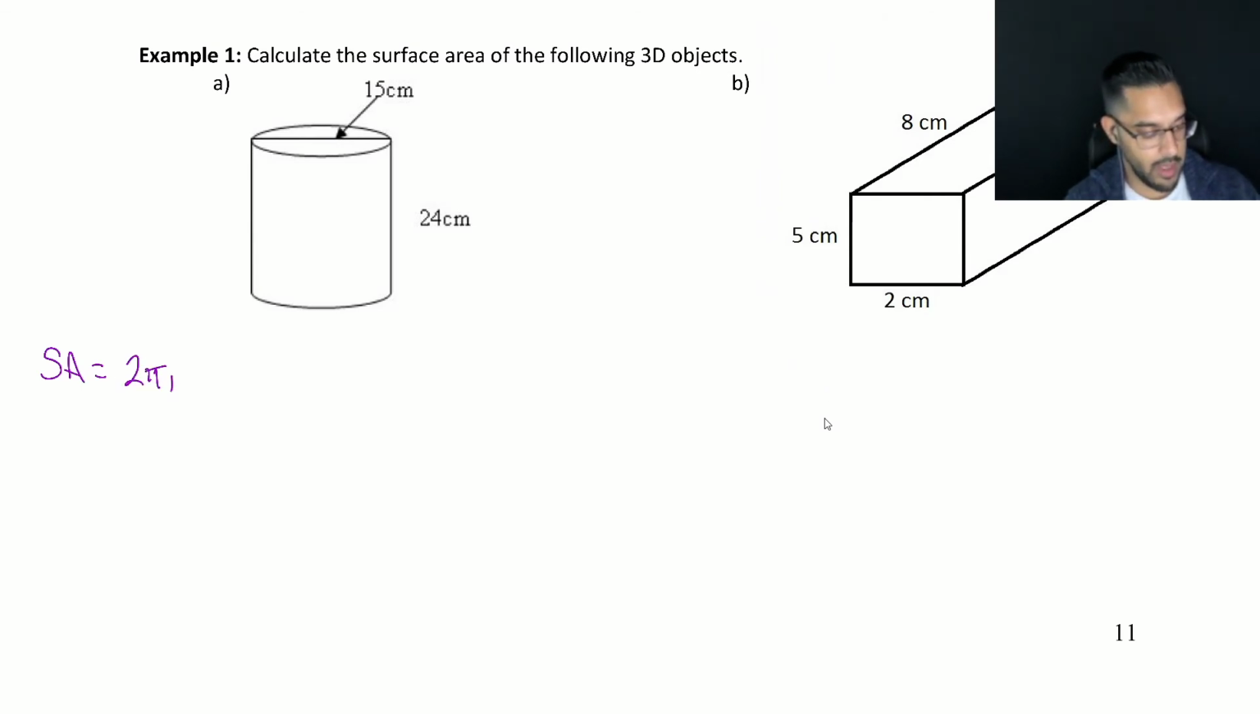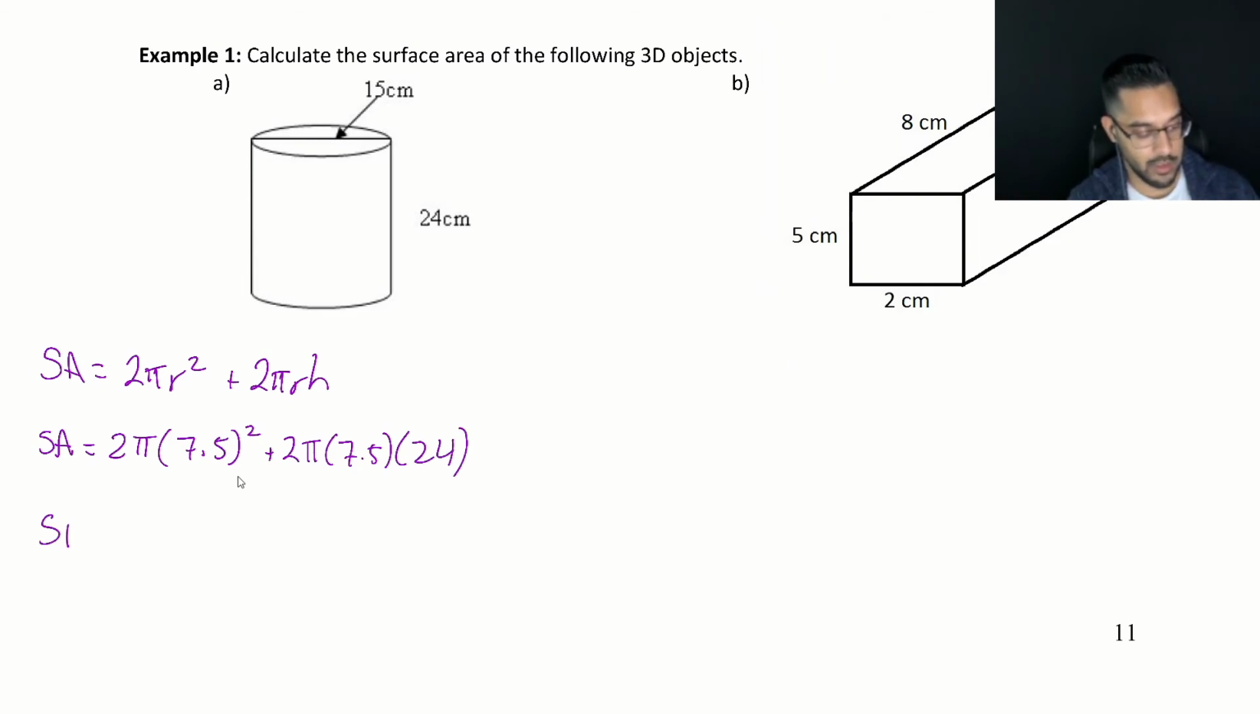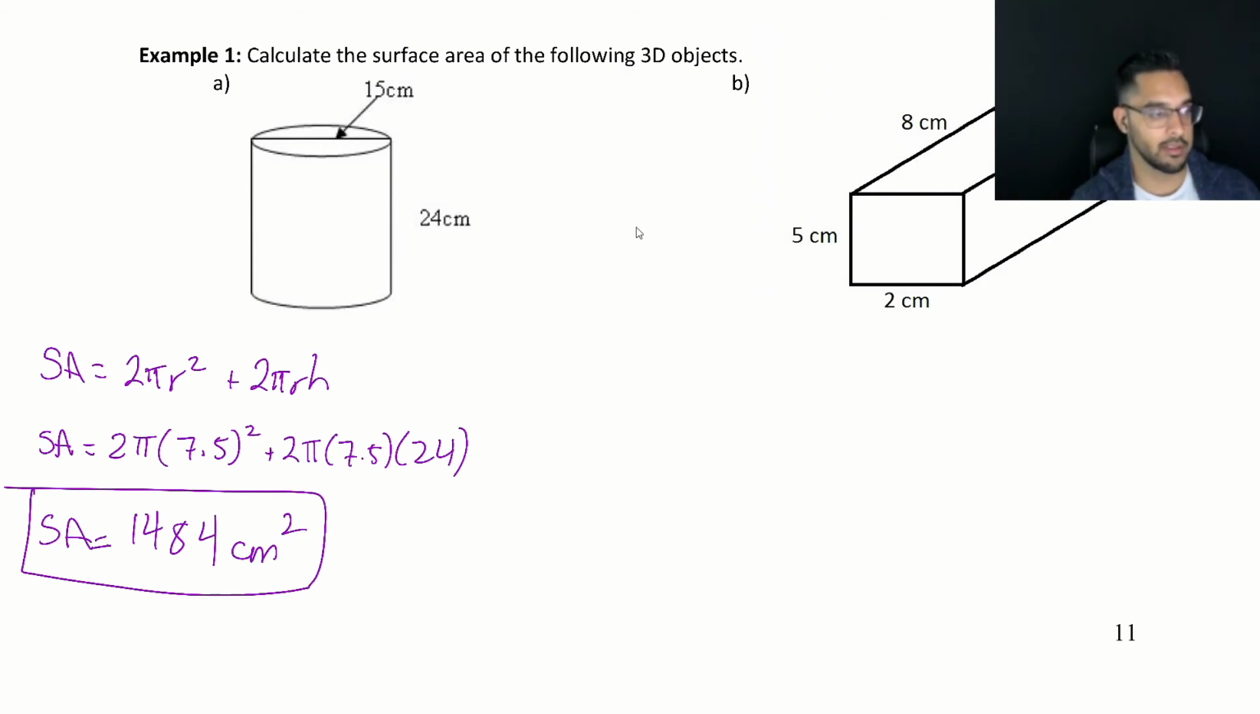So 2 pi r squared plus 2 pi r h. If we fill in what we know, just remember that the diameter is 15, so half of it is going to be that radius. So for us, that's going to be 7.5 squared plus 2 pi times radius, again 7.5, times height 24. So that surface area, if we plug all of it into our calculator, is 1,484. It doesn't specify where to round to, so let's leave it at the nearest whole number, make it easy, centimeters squared. Okay, so there's that area of that cylinder.